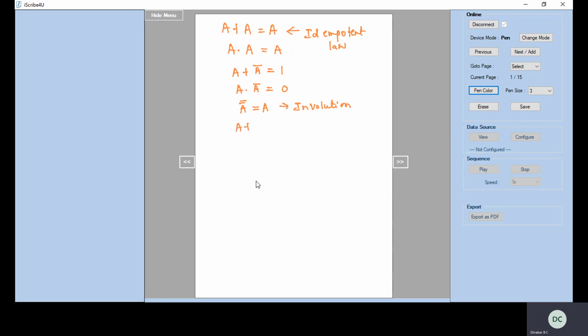Absorption law: A plus AB which is equal to A, because the common term here is A. If you take A common, 1 plus B, 1 plus anything is 1, so which is A. Here one of the variables is absorbed, hence this law is called the absorption law.